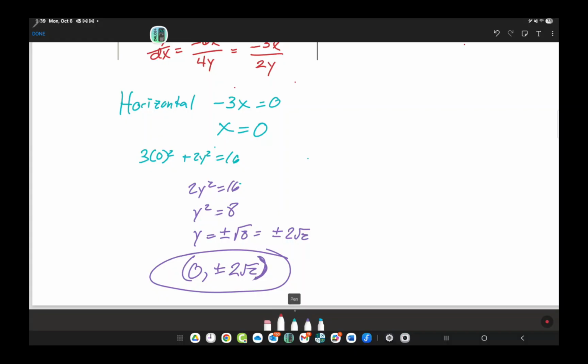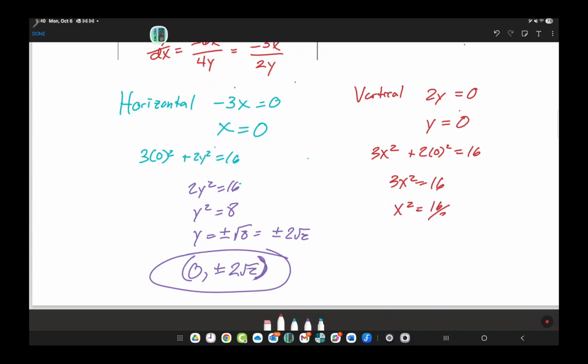So we do the same thing for the vertical, but we take the denominator. So for vertical, we take the denominator equal to 0, which means y is 0. So that gives us 3x squared plus 2 times 0 squared is equal to 16, which means 3x squared is equal to 16. So x squared is equal to 16 over 3, and when we square root, we get x is equal to plus or minus 4 over root 3.